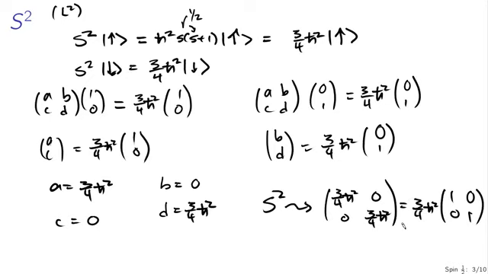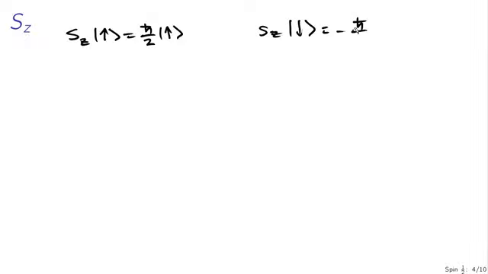What other operators do we have to work with? The next one to consider is the other one where we have easy eigenvalues, S sub z. We know what S sub z does. Similarly, S sub z acting on our spin up ket gives us h bar over 2, our positive eigenvalue, times our spin up ket. S sub z acting on spin down gives us minus h bar over 2 times our down ket.